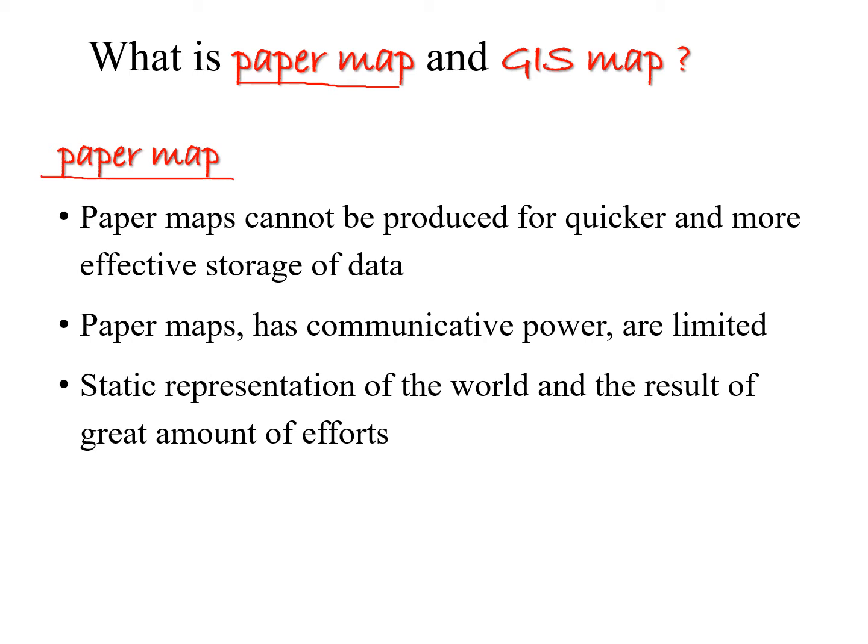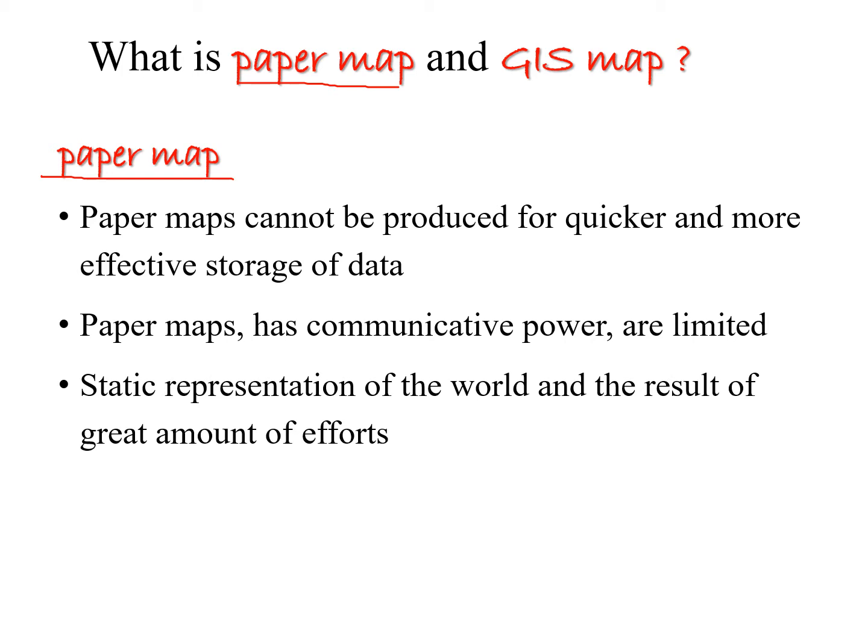The paper map is basically one on which we have drawn different features, drawn with some one suitable scale. For example, the topographic map, so that map has some limitations. It cannot be produced for quicker and more effective storage of data. If you start showing all different features on that map, it would be too crowded, and some data cannot be effectively shown. And second thing, it cannot be shown relative to each other very precisely.